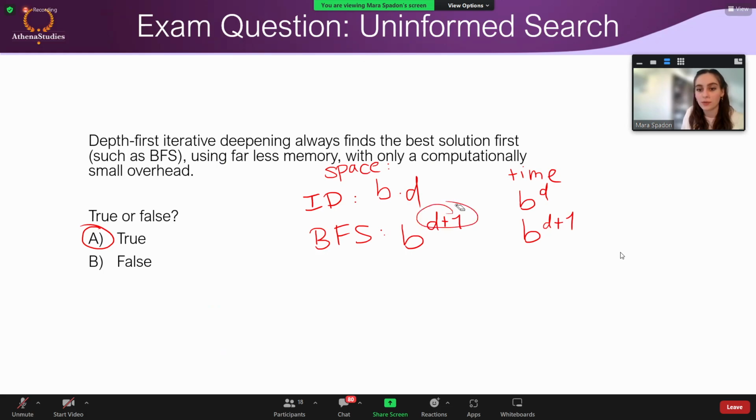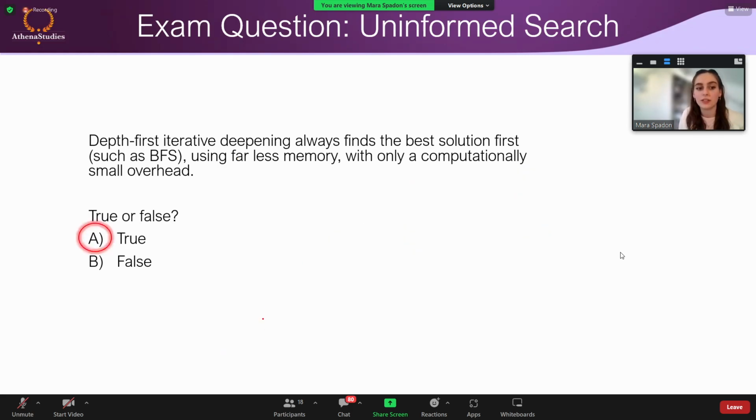And honestly, I did not memorize the exact things here, but I just memorized, okay, depth first iterative deepening uses less memory. That is indeed correct. Okay, so let's check it. It is indeed true.